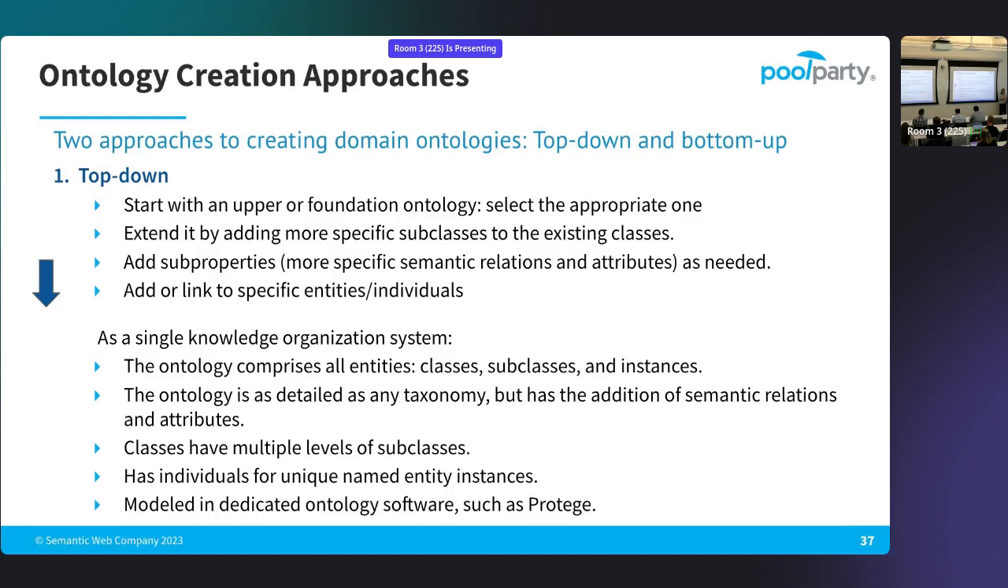The ontology then comprises all the entities, classes, subclasses, and instances, although not the instance data that comes out of the graph database, other databases. So in this case, an ontology built this way would be as detailed as any taxonomy. But again, you don't have some of those features that a SKOS-based taxonomy has with that rich relations, rich labels and other notations. So classes of multiple subclasses and the individuals for the unique entities. And this would be modeled in a tool such as Protégé.